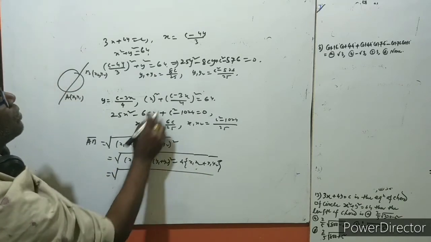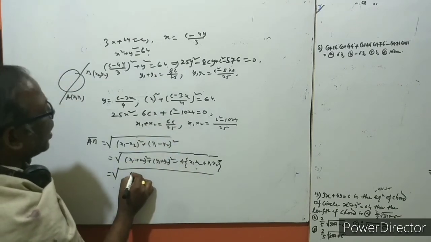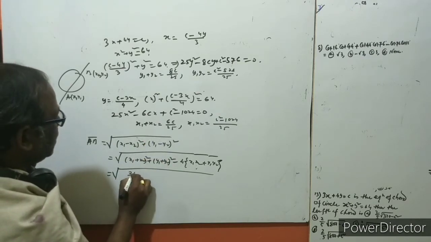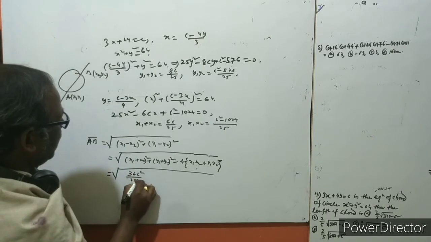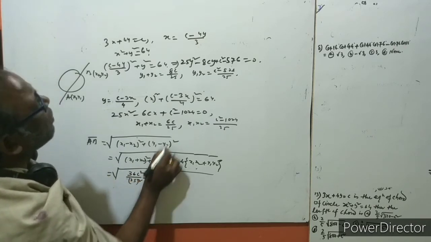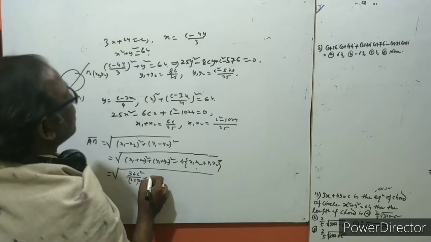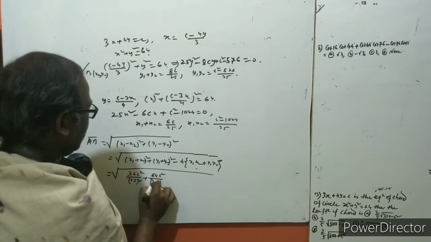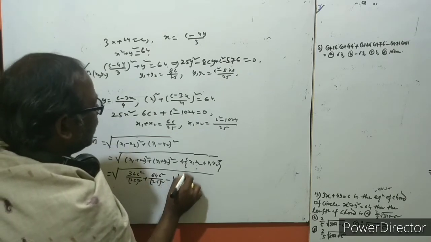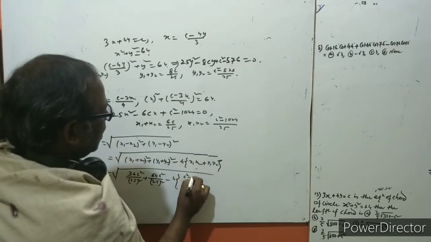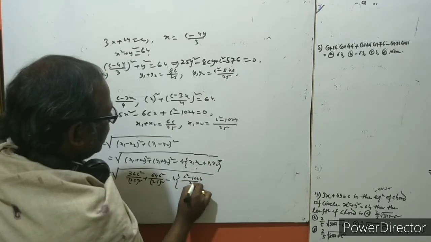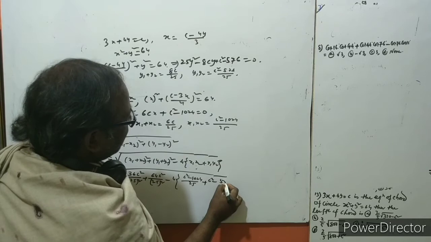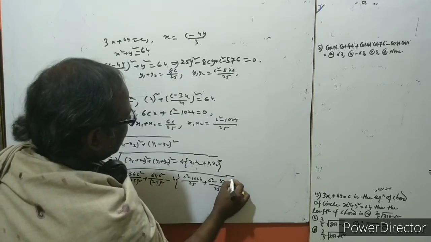This is x1 plus x2, this is here 6c, that is 36c square by 25 square, and y1 plus y2 here, that is 64c square by 25 square, and 4 times of x1 x2, that is c square 1024 by 25, and c square minus that is 576 by 25, okay.